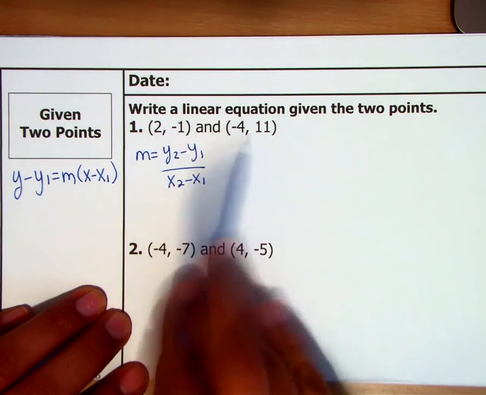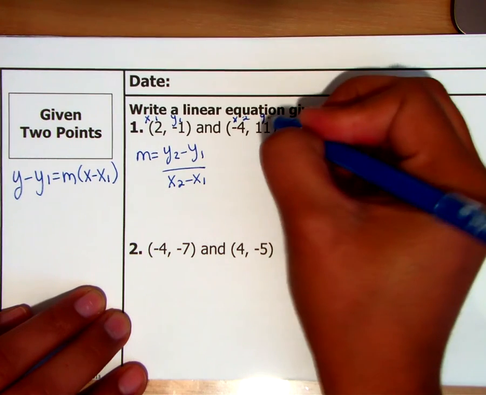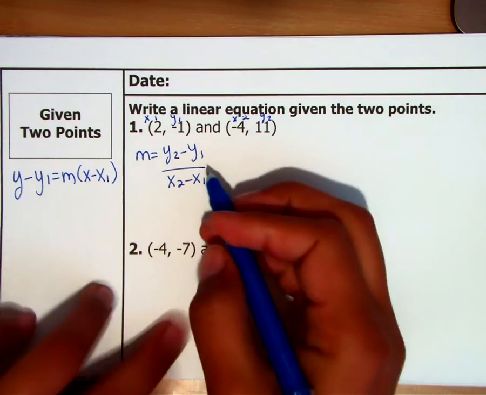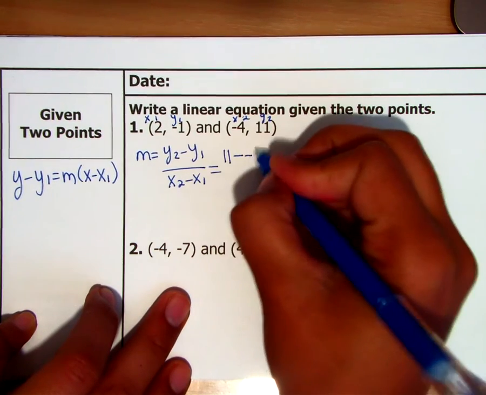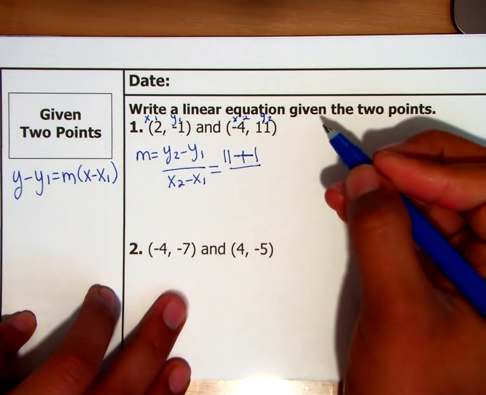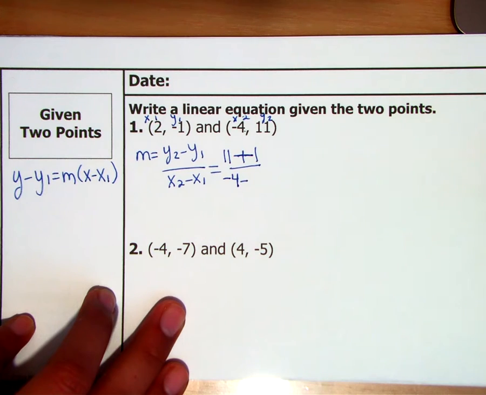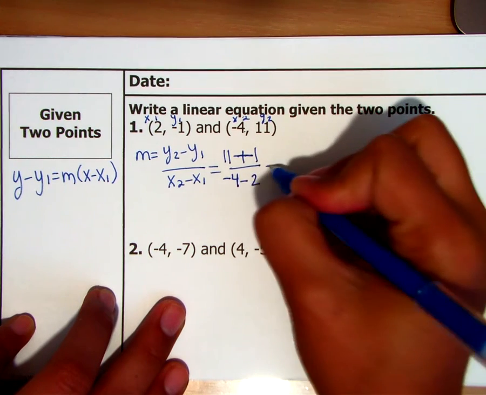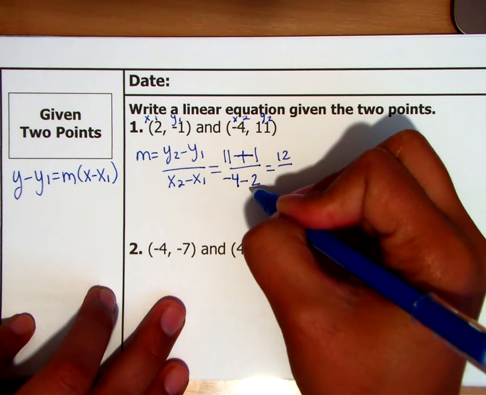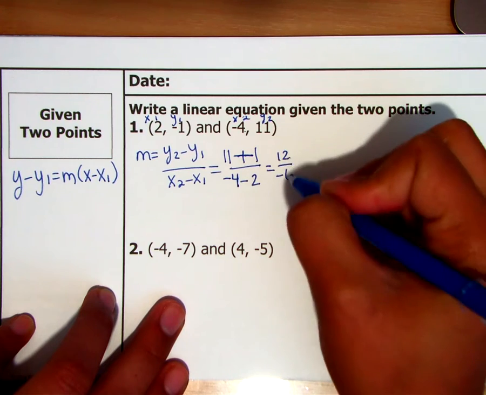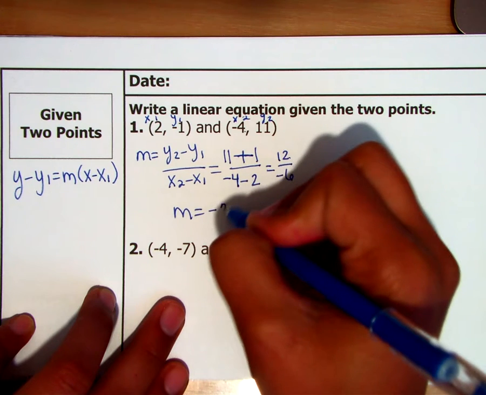This is point 1 and this is point 2. So I put x1, y1, x2, and this is y2. Let's find the slope. So y2 is 11 minus y1, minus a negative 1, so plus 1, divided by x2, negative 4, minus 2. 11 plus 1 is 12. Negative 4 minus 2 is negative 6. You can reduce this. The slope is 12 divided by negative 6. The slope is negative 2.